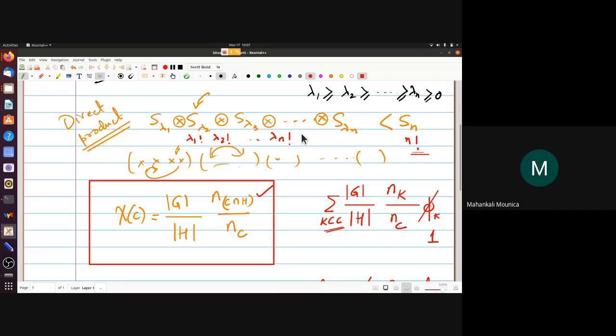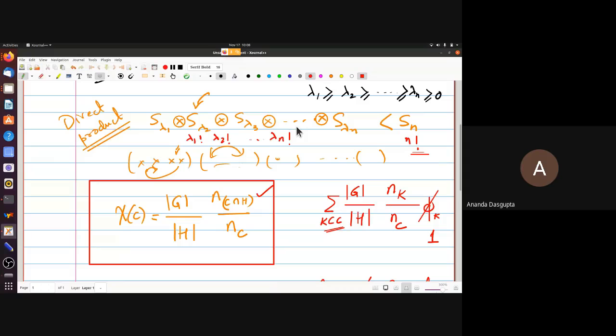One of the lambda 2 should be 2. No, lambda 2 and lambda 3 should differ by 5. Sorry, your lambda 2 and lambda 3 should differ by 5. That's what you're saying.